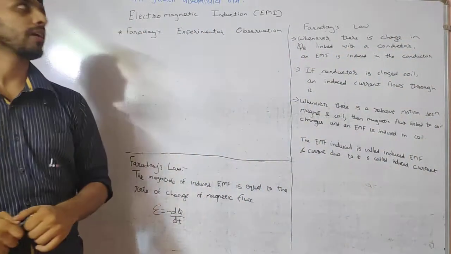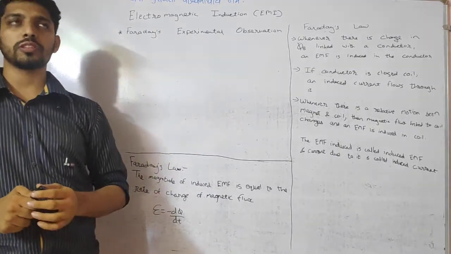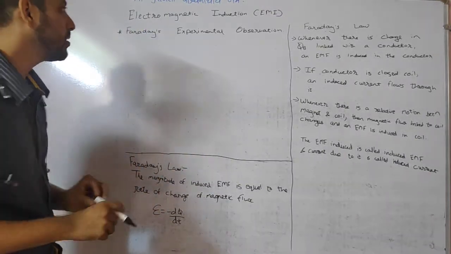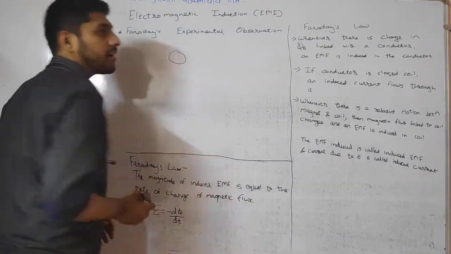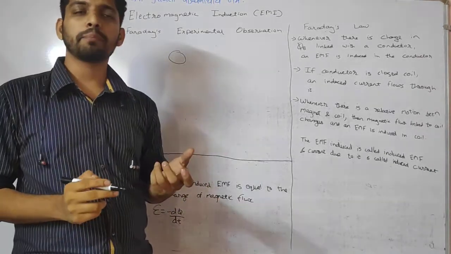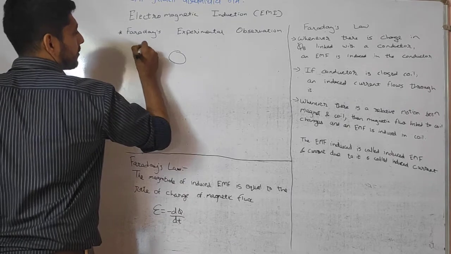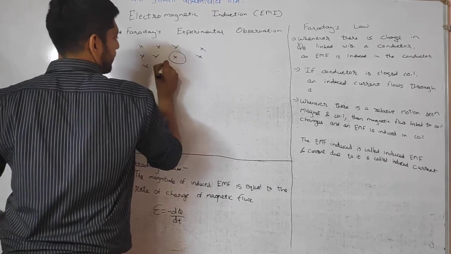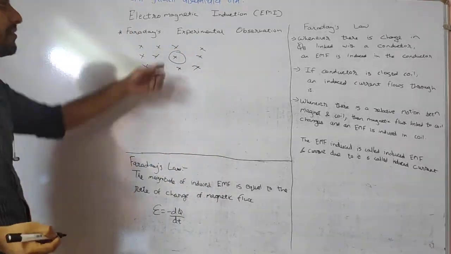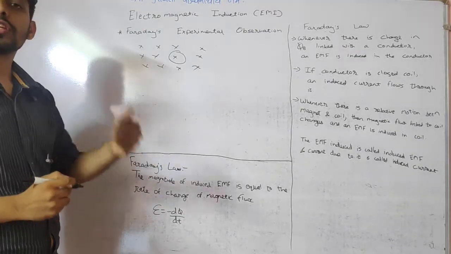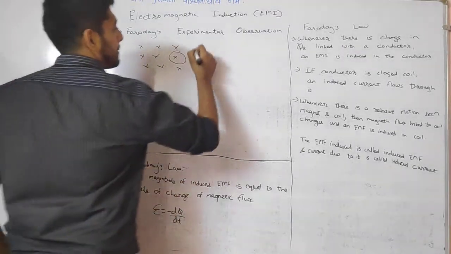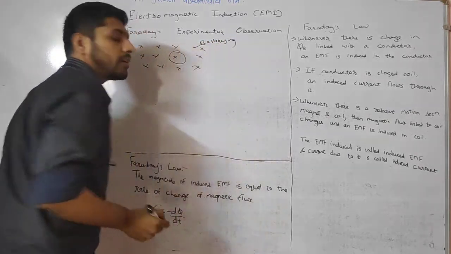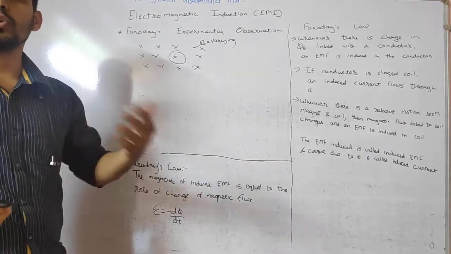Hello students, now we'll be talking about Faraday's law experimental observation, and based on that we'll study Faraday's law. So what he observed was, if we have a conductor, or you can say a coil like a solenoid, and it is kept in a magnetic field, and we keep on changing the magnetic field, that is a varying magnetic field, B is varying, then he observed there was some amount of induced current in this.